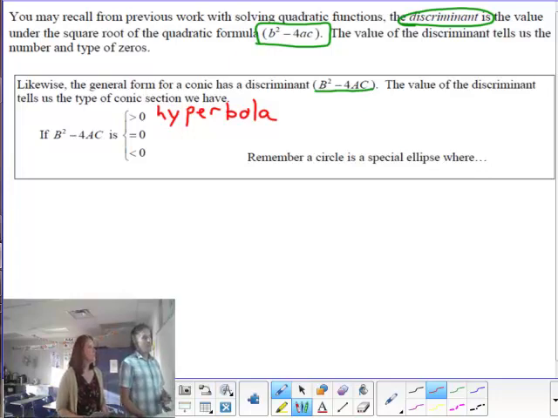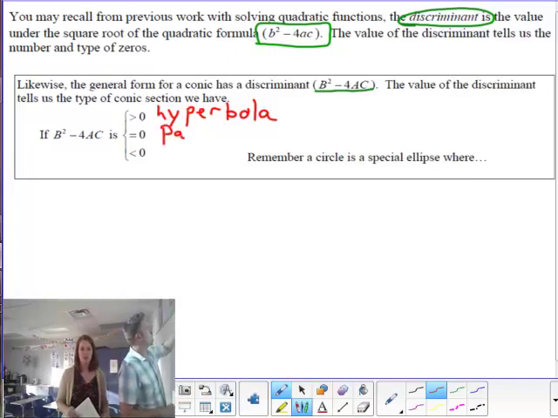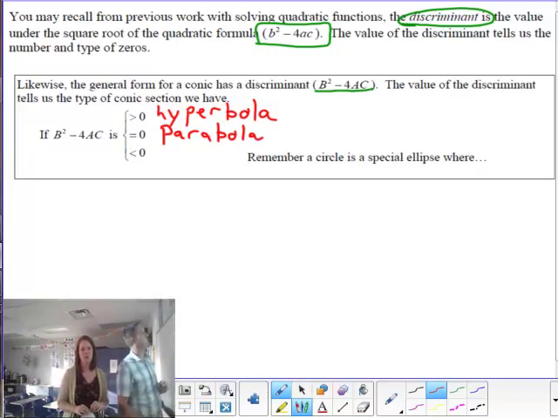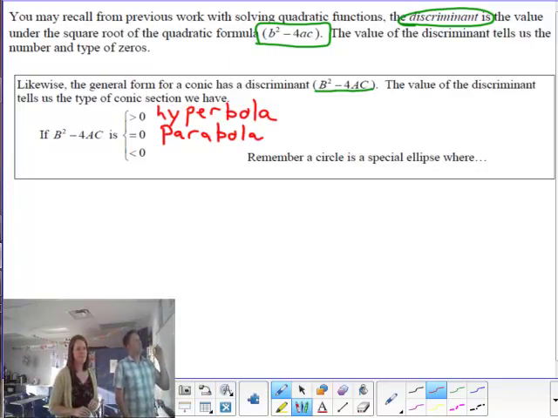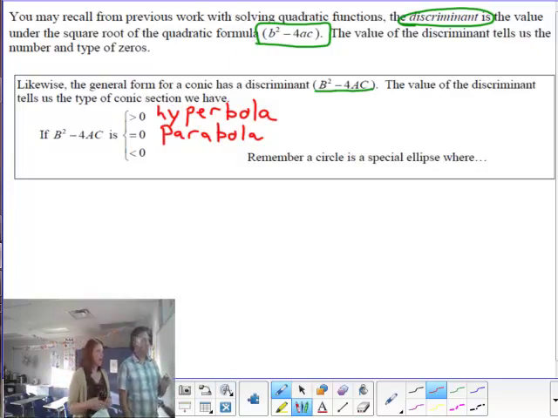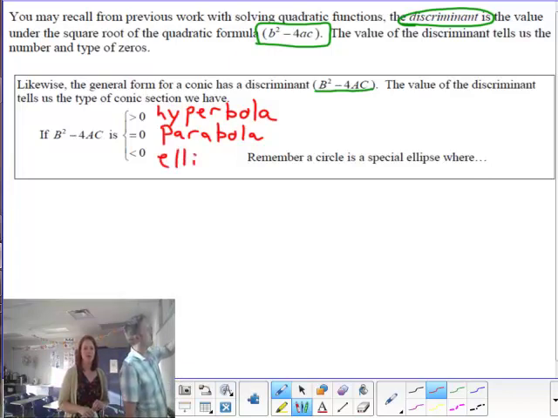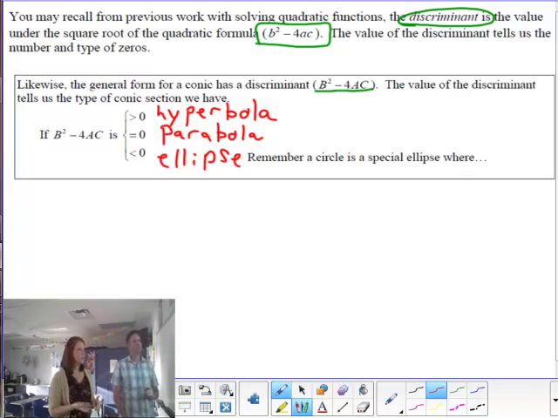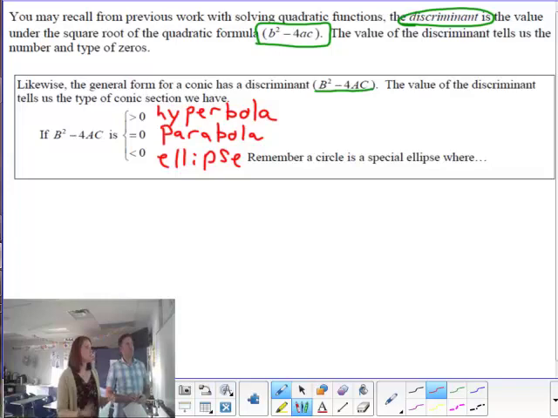It's quite possible that after you throw all those numbers into the discriminant, you end up with 0. In that case, you're dealing with a parabola, as we will see. And then it turns out that when the discriminant's value is less than 0, if we end up with a negative number, the shape is an ellipse. Notice we've only talked about 3 of the 4 shapes. The reason why is because the circle, remember, is a special ellipse. So we got a rule for that too.